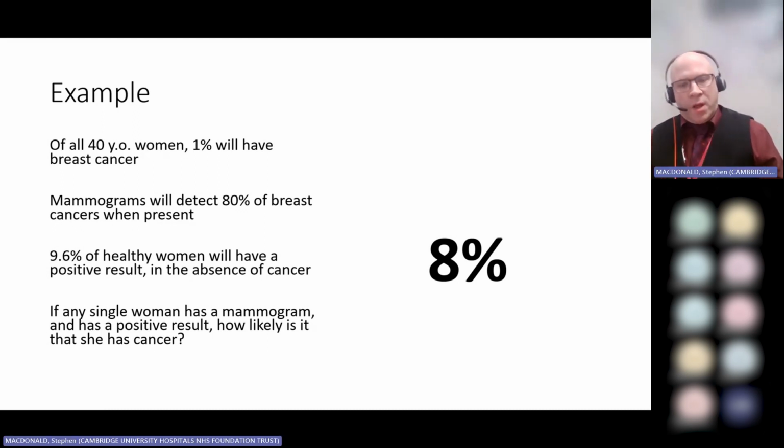But I think we saw from the answers in the chat that it can be quite counterintuitive to think there would be such a low result when we're talking about a high sensitivity test. So why is it so low? And well done to those that did say it was low, by the way.